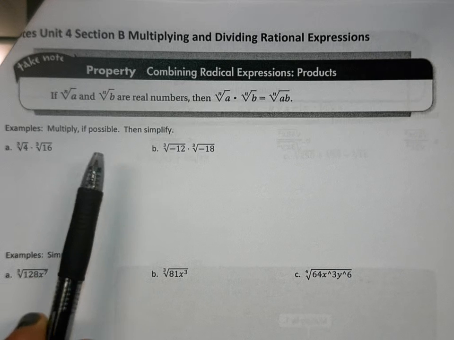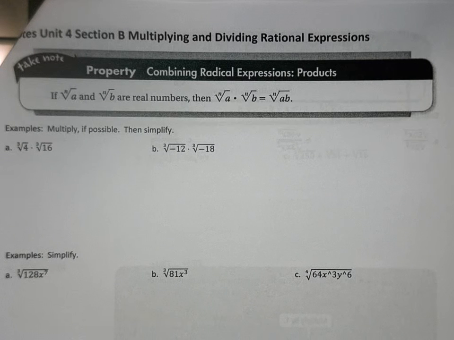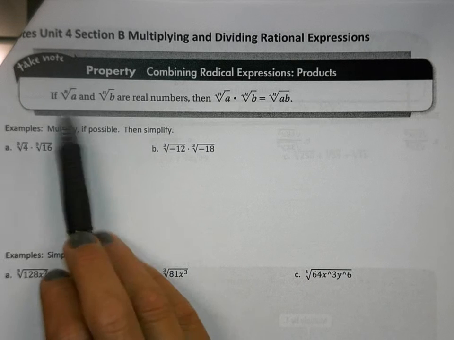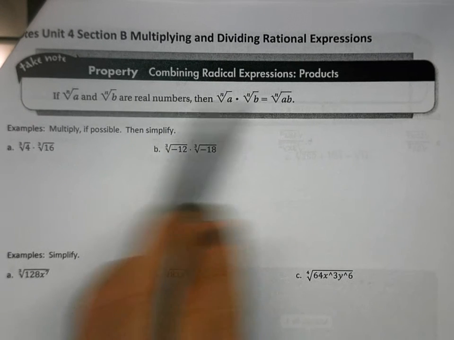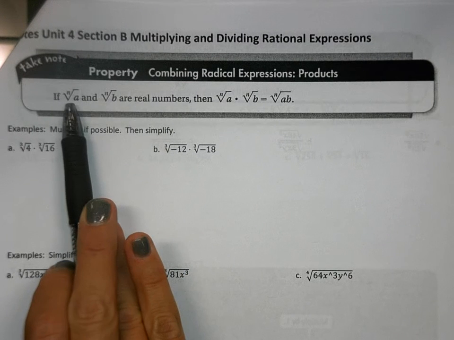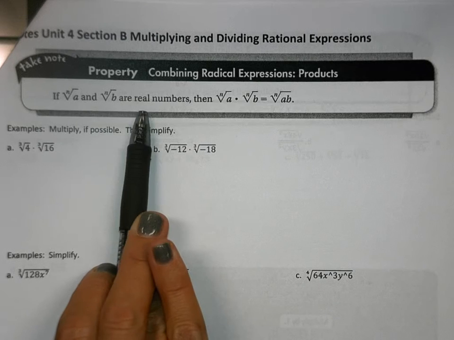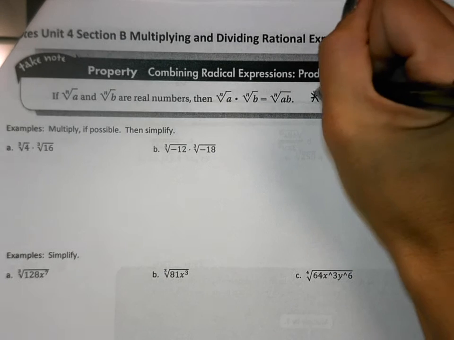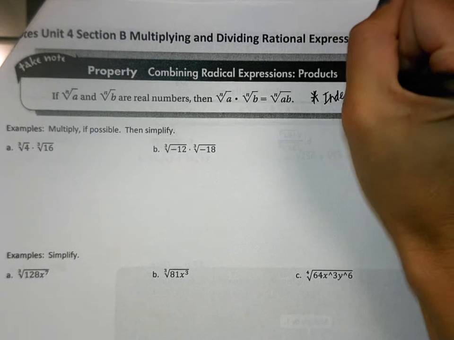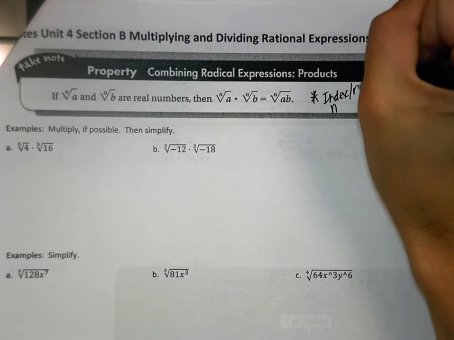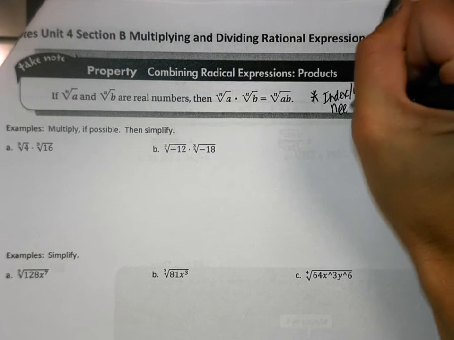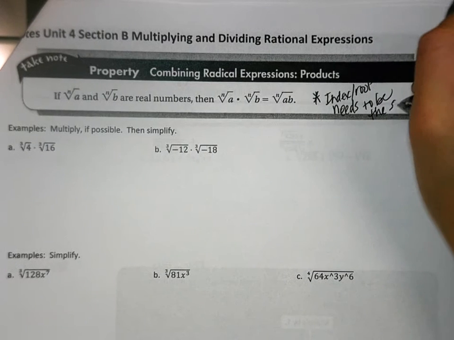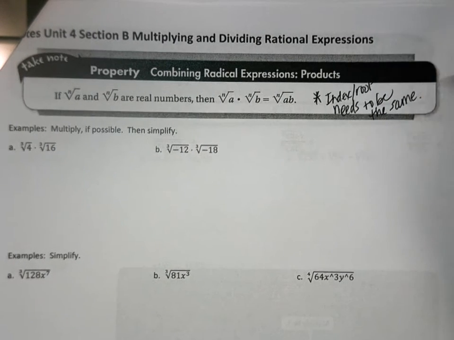So the first thing is that you have to have the same index. Notice here, you can only combine them if your roots are the same or your index is the same. So we're just going to make a note here: index / root needs to be the same. If they aren't, then you can't multiply them.